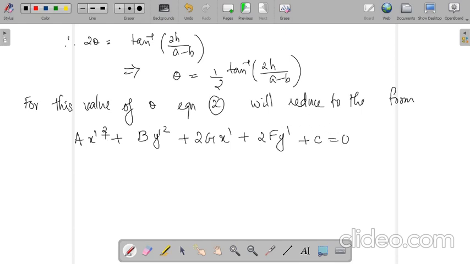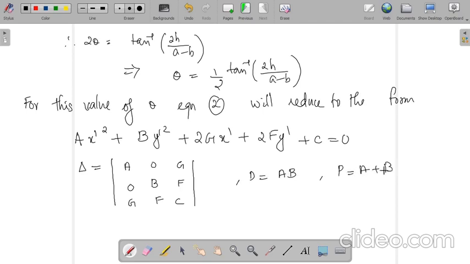And now here delta will be equal to, when we write delta, the diagonal entries will be a, b, c. Now here what was there earlier was h in both places. So in the position of h, 0 will come. So here you will have g, so in these two places g, and in these two places you will have f. So that will be the value of delta. Now d will be equal to, the value of h is 0, so d will become ab and p is equal to a plus b.